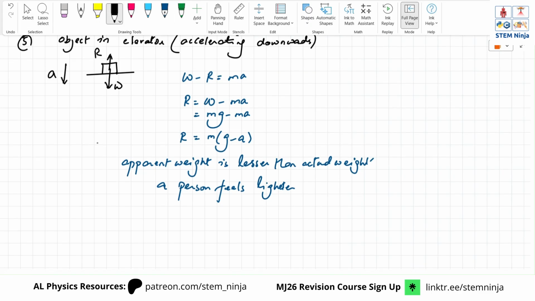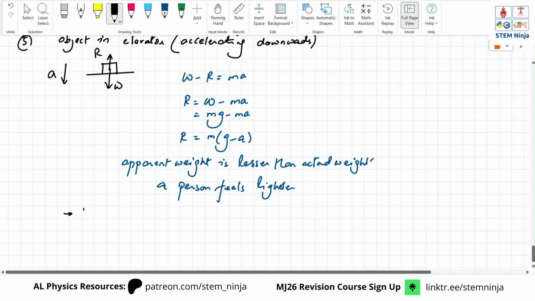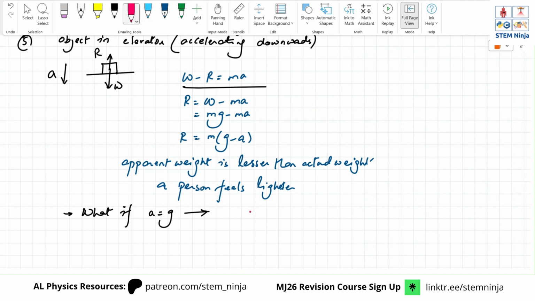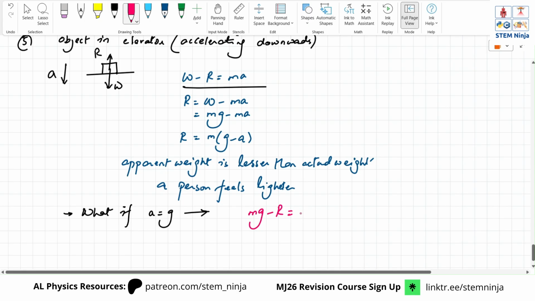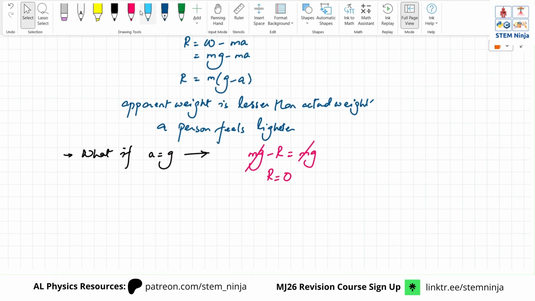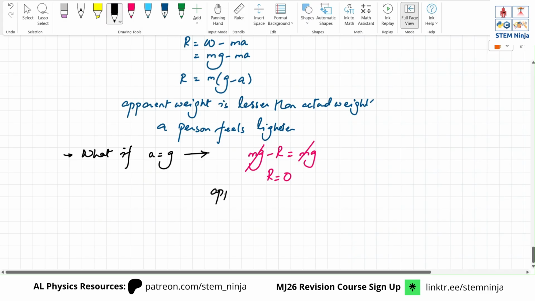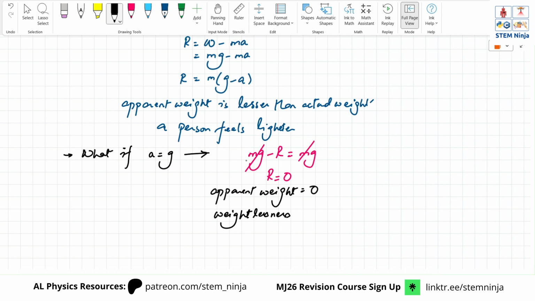A special case of that. What if acceleration becomes equal to g? So what will happen then? So same principle over here. Basically, you have mg minus R equals to mg now. So this cancels out. So basically R is 0. That means you have no weight. Apparent weight is 0. That means this is the state of weightlessness. And this is what happens when you're falling under gravity or acceleration due to gravity.